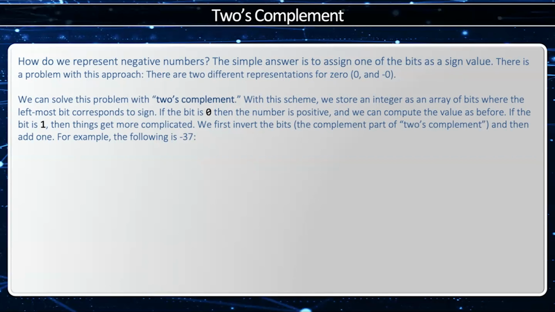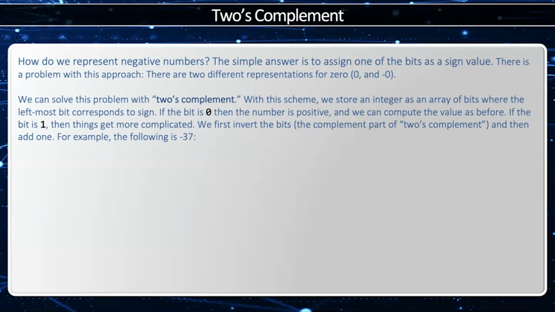We can solve this problem with a 2's complement. With this scheme, we store an integer as an array of bits, where the leftmost bit corresponds to the sign. If the bit is 0, then the number is positive, and we can compute the value as before. If the bit is 1, then things get more complicated. First, we invert the bits, called the complement, and then we add 1.